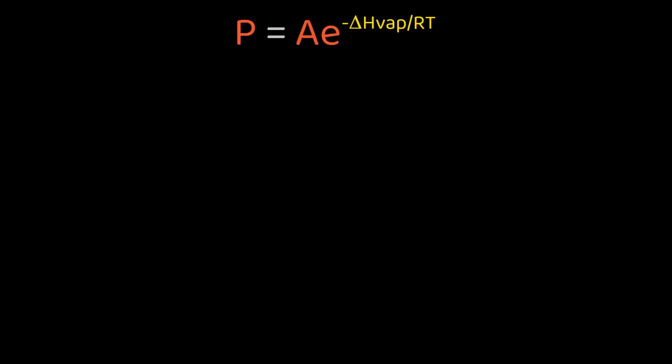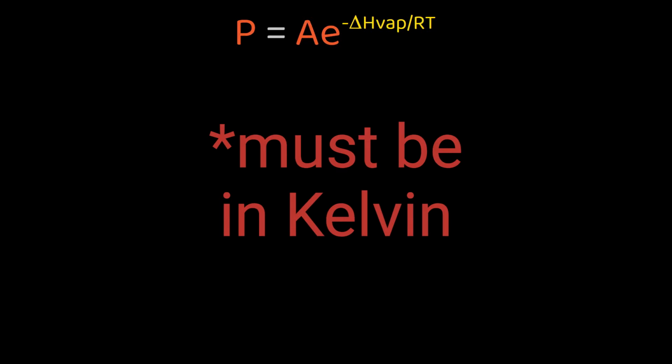This equation shows the quantitative relationship between vapor pressure and temperature. Delta H is the enthalpy of vaporization. R is the gas constant. A is a constant that is different for each substance, and T is the temperature in Kelvin.